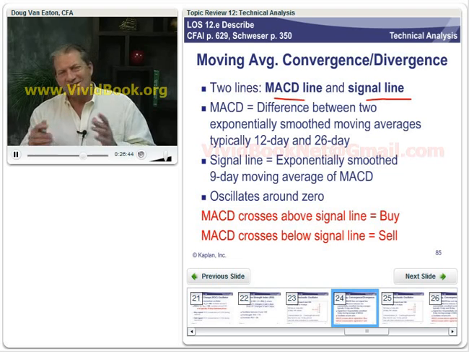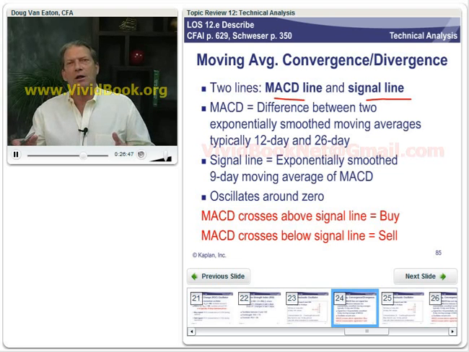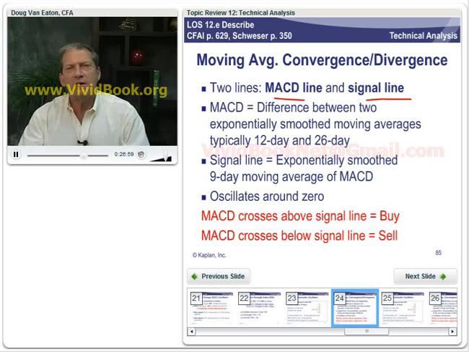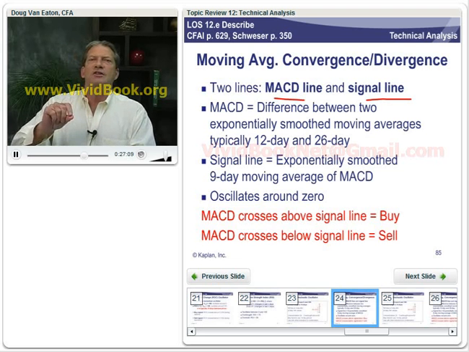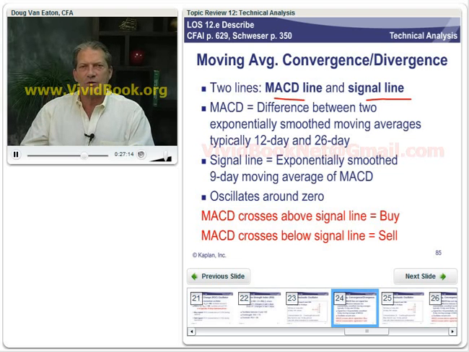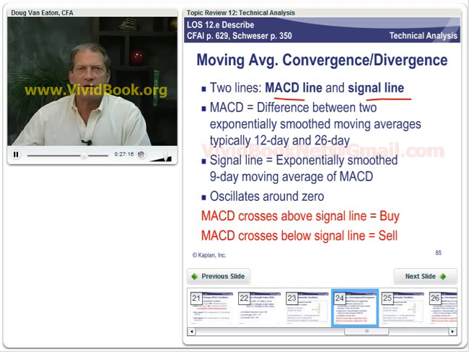Now that's a little different than just adding them all up and dividing by n, or 12 or 26. When we say exponentially smooth, we're putting a little less weight on older data and a little more weight on newer data. But no calculations of this are required, and I don't think this definition is really required by the learning outcome statements either. But what we're doing is we're taking the difference between the 12-day and 26-day moving average, and of course that can be positive or negative depending on whether we're in an uptrend or a downtrend.